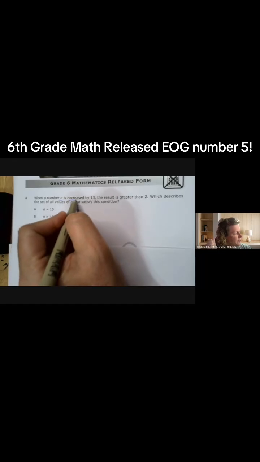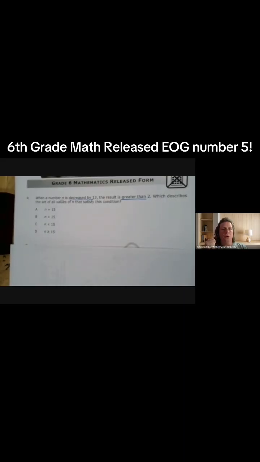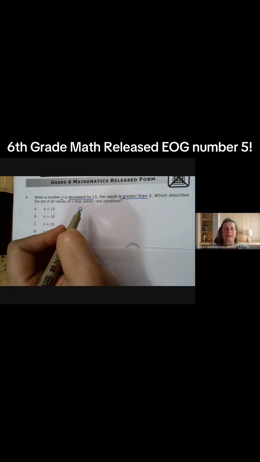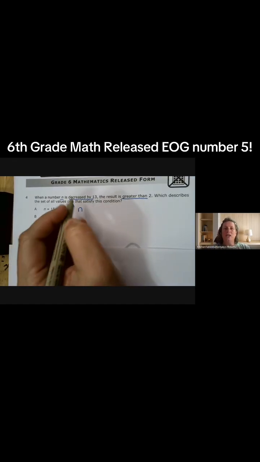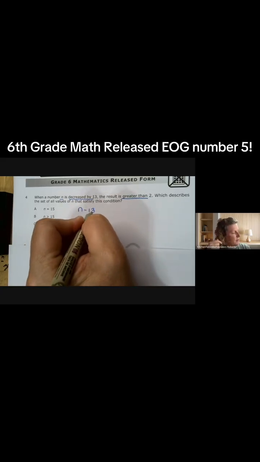So we have "is decreased by 13, and the result is greater than 2, which describes a set of all values of n that satisfy this condition." A couple of things there. First, look at this: n is decreased by 13. That means it is getting less. So we are going to be taking 13 away, which is minus. Now we know it is greater than 2.